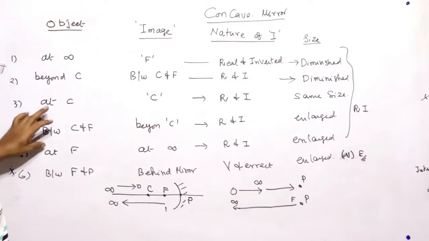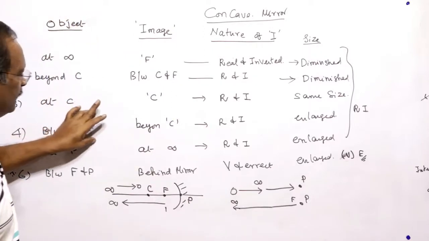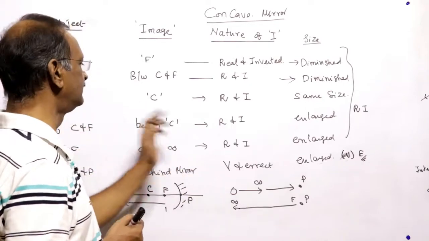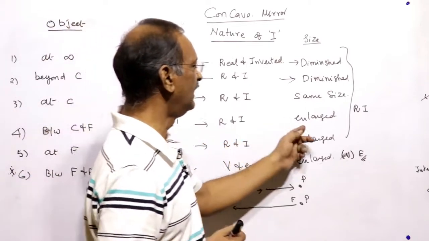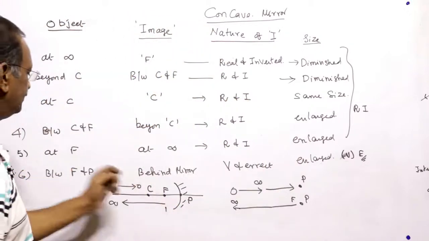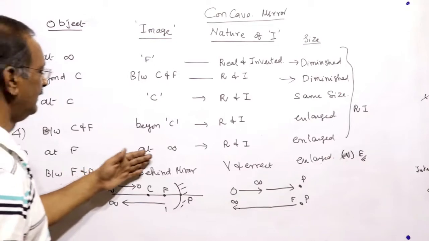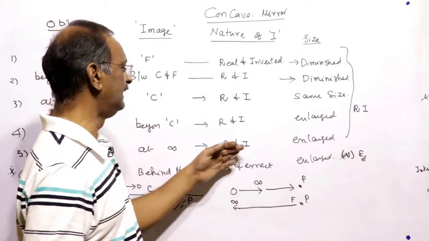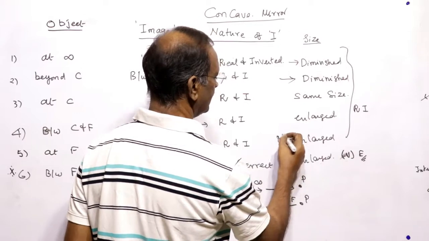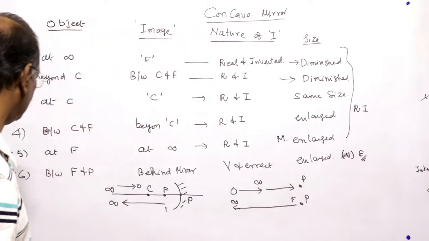When the object is kept between the center of curvature and the focus, the image is formed beyond C, real and inverted, and the image is enlarged. When it is kept at the focus F, the image is formed at infinity, a real image much enlarged compared to the object.